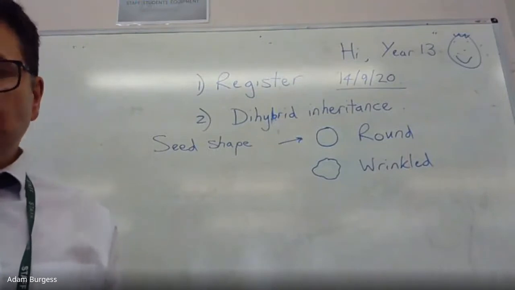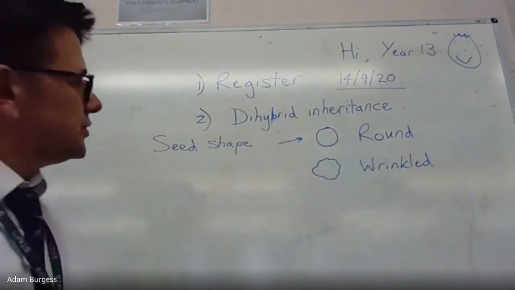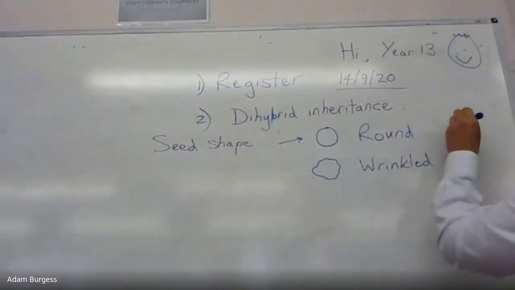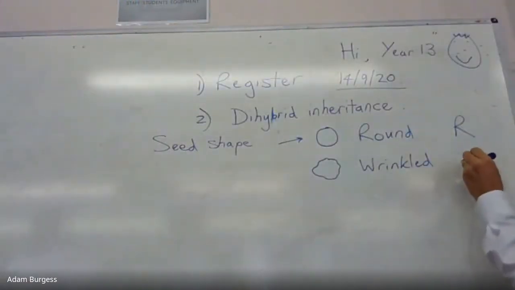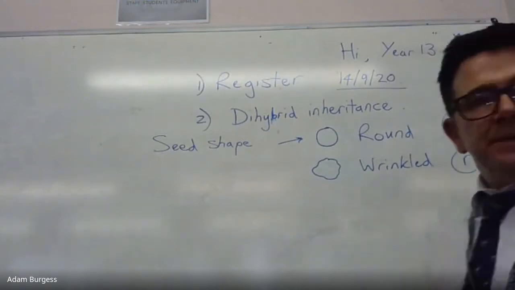So round shape is dominant to wrinkled. Okay, so I'm going to do big R. So it's dominant, whereas wrinkled is recessive. All right, so we'll put that there.